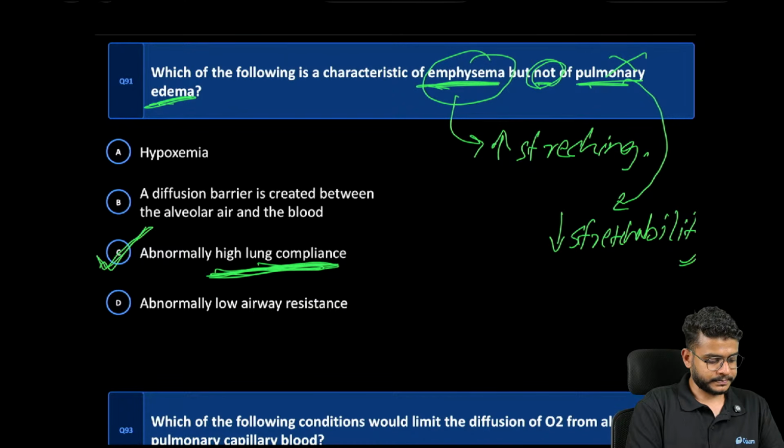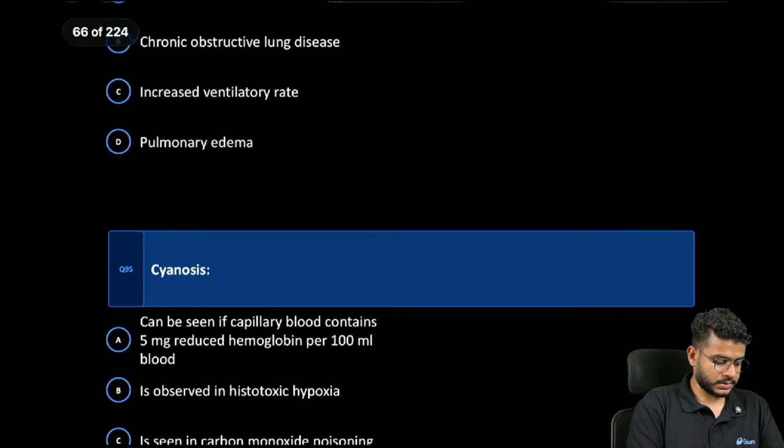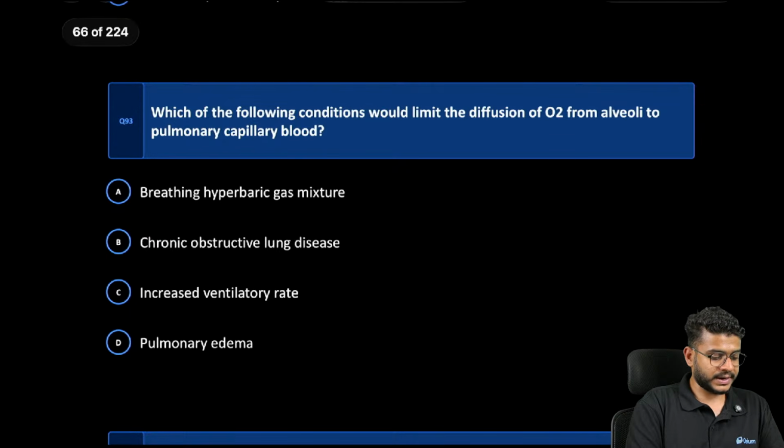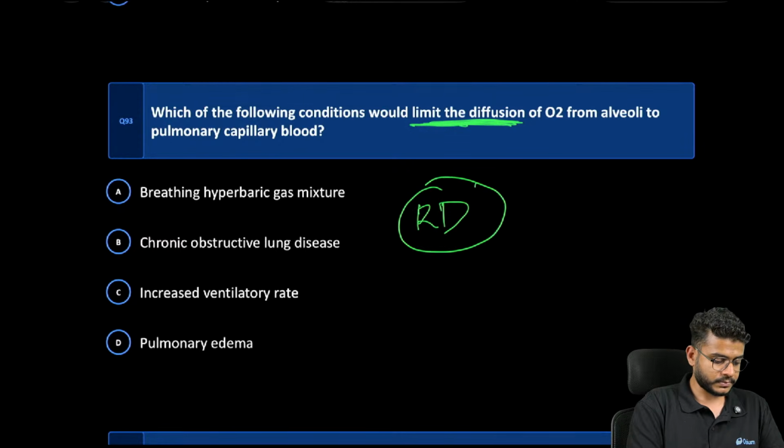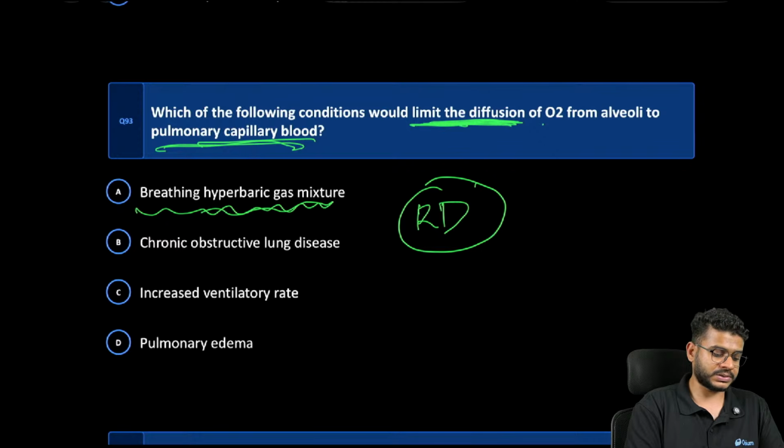Abnormally high compliance. Okay, high compliance means high stretchability, which is a characteristic of emphysema but not pulmonary edema. Okay, next question. Which of the following conditions would limit the diffusion of O2 from alveoli to pulmonary capillary blood? Again, which of the following conditions would limit the diffusion? We remember the rate of diffusion, right, of O2 from alveoli to the pulmonary capillary blood. Breathing hyperbaric gas mixture means higher pressure oxygen will increase the rate of diffusion.